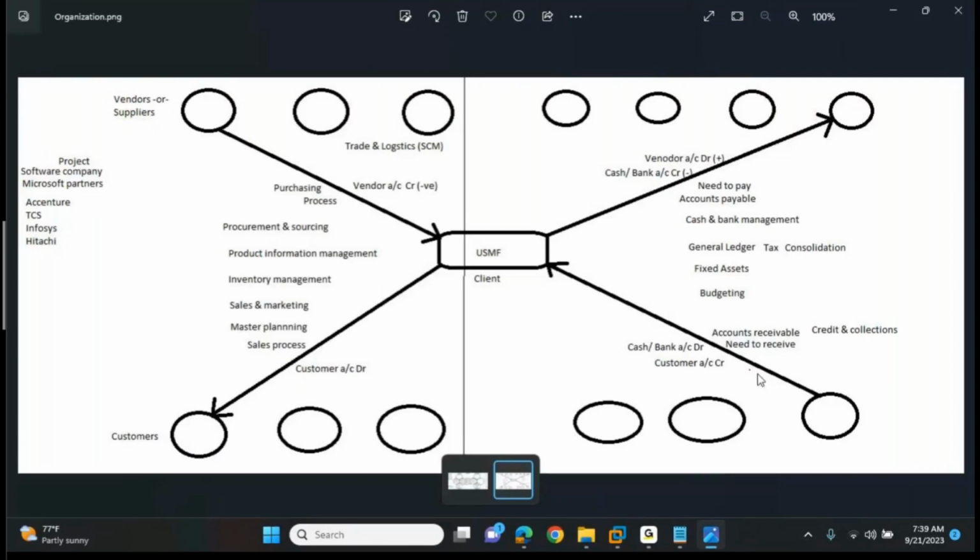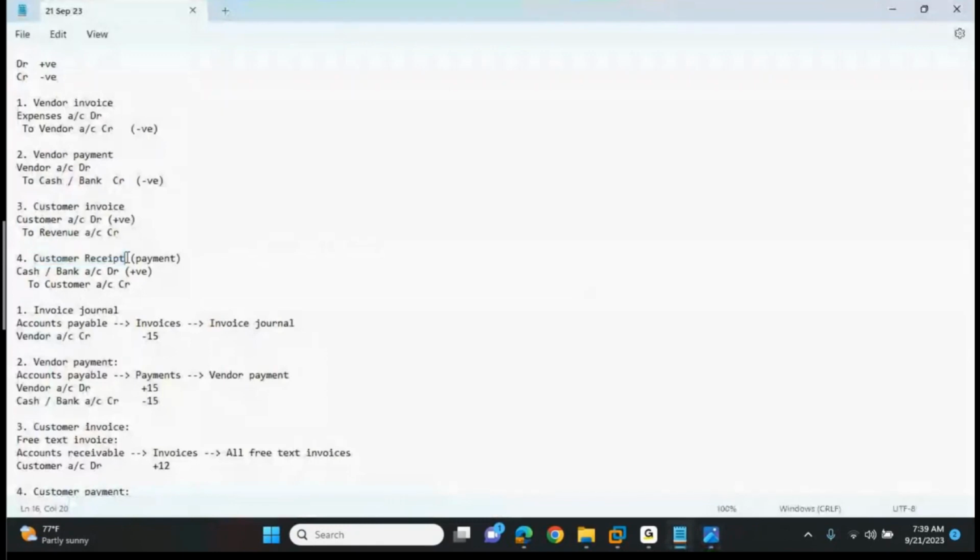Customer payment means nothing but we are receiving money. Customer receipt. In India, and globally, we use the word customer receipt only. But in the system, we will find customer payment. Actually, it is customer receipt. From the customer, we are receiving money. That is the reason the module name is receivable.